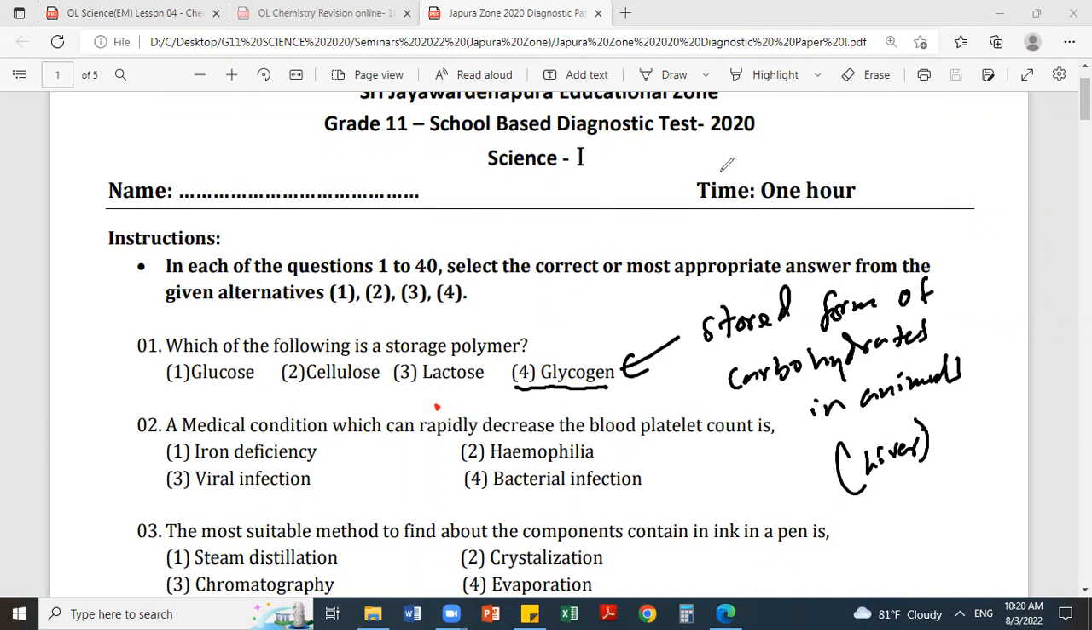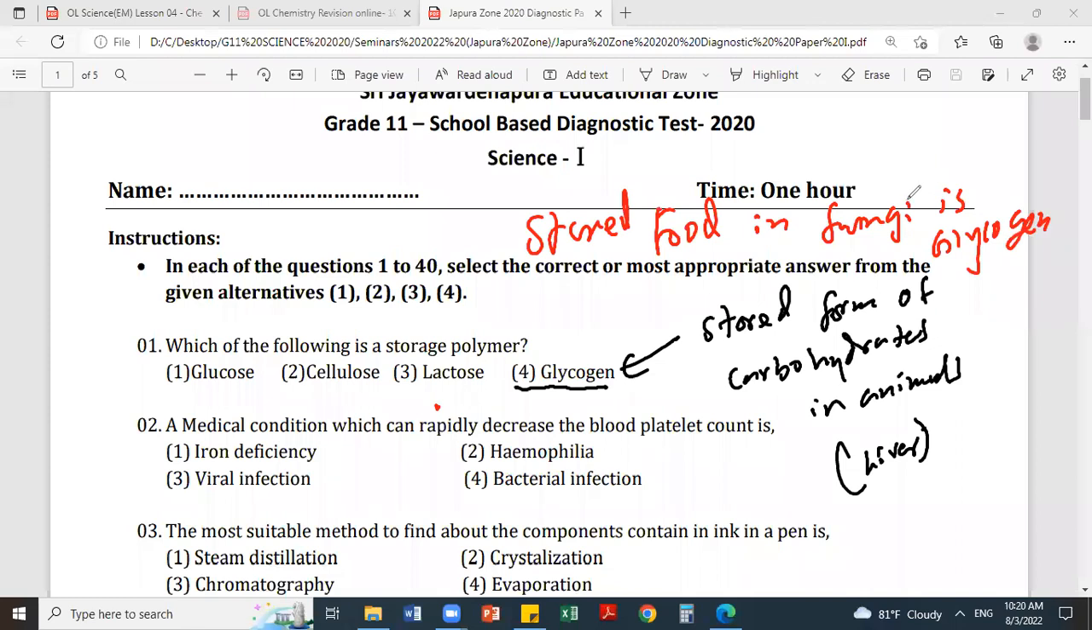And one more thing I wanted you to copy down: the stored food of fungi is also glycogen. Fungi also have glycogen. Can you please write it? The stored form of food in fungi is also glycogen.